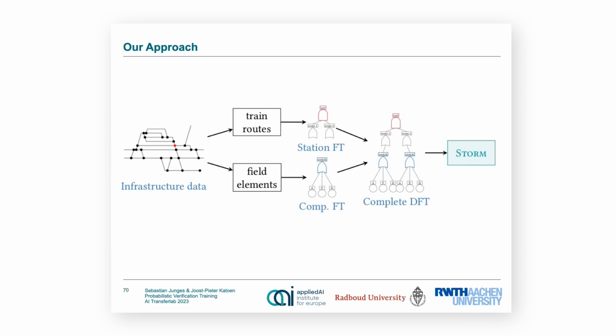Then from that, we combined the fault trees for the station and the fault trees for those field elements automatically, generating a complete fault tree for that particular station. That we feed into Storm, and then we analyze that using the techniques I just mentioned. So we simplify this DFT, we maybe use partial state space generation if needed, and so on.